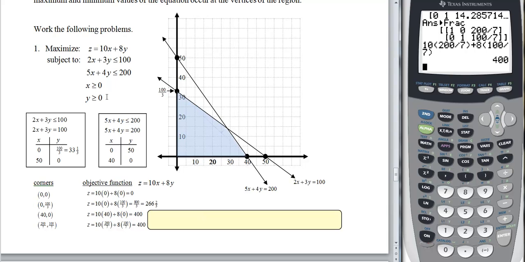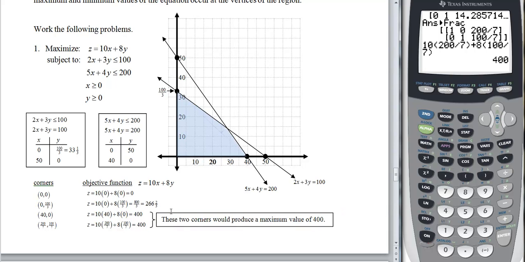Okay, so now they wanted us to maximize. Well, you look down through here, and my maximum value is actually 400. So I've got a tie. So this function can be maximized at 2 corner points. My maximum value is 400, and these 2 corners, 40, 0 and 200/7, 100/7, would give me this maximum value.